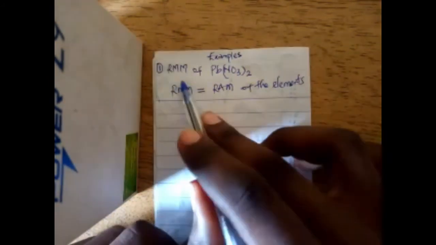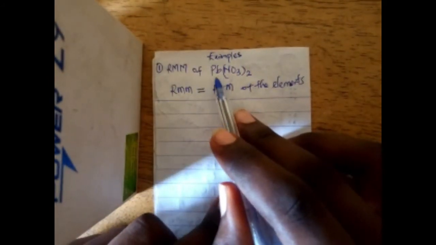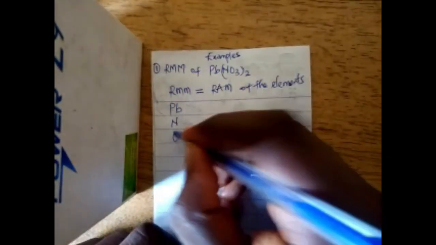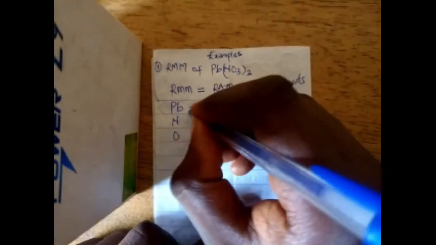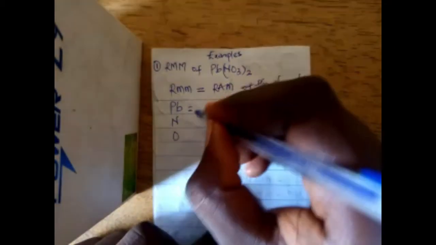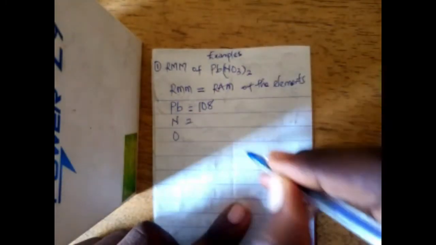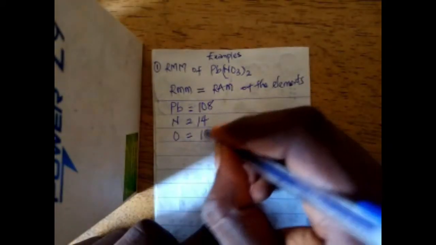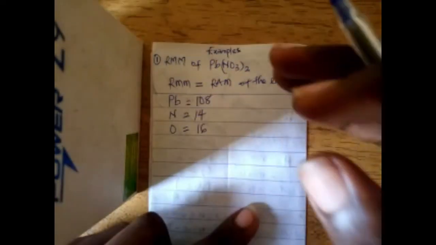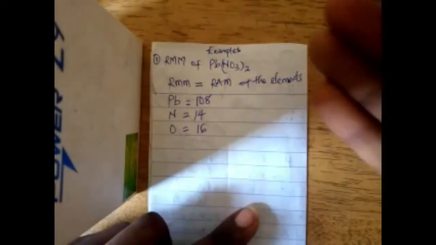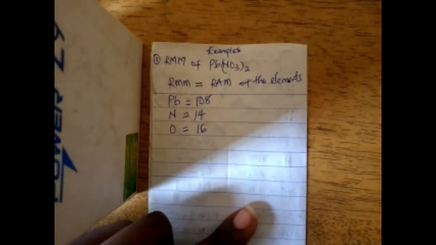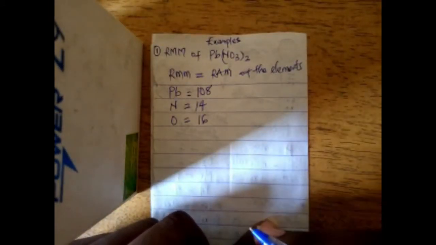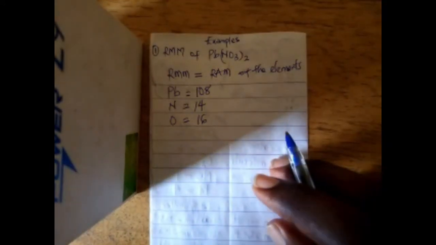So in this case, to find the relative molecular mass, we have to use the relative atomic masses of each element. So we have lead, nitrogen, and oxygen. The relative atomic mass of lead is 108. The relative atomic mass of nitrogen is 14. The relative atomic mass of oxygen is 16. For the first 20 elements, basically, we need to know their symbols, their masses, and the valences. So I advise us to memorize them because we're using them in calculations.